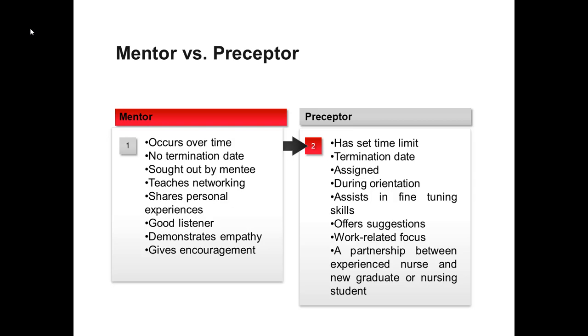A preceptor is somebody who's assigned. It's for a set time limit. There is a termination date. Generally, it's an orientation preceptor, or even in like DEU, you guys, or transition, you guys will have an assigned preceptor. They'll help with all the fine-tuning of the skills. And the example here is an experienced nurse and a new grad, or even a nursing student.